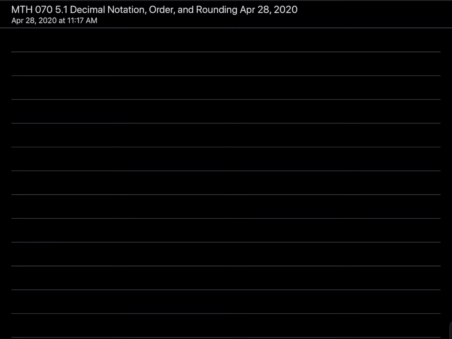Good morning, everybody. We're talking about 5.1 today, decimal notation, order, and rounding. So let's look at some of the skills we're going to need in this section. Look at 4, 5, or 6 examples here.